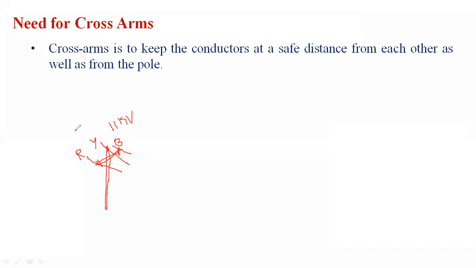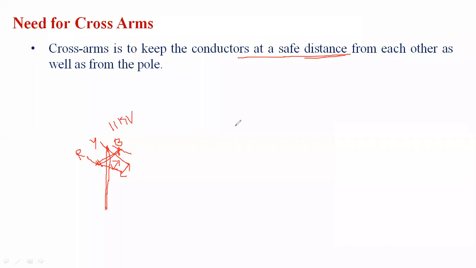What is the need or necessity of the cross arm? It is to keep the conductors at a safe distance from each other as well as from the pole. From the starting point up to the receiving point, the distance should be maintained the same. Suppose due to wind pressure the same distance is not maintained, the conductors come close to each other and a short circuit appears. To avoid that, we use cross arms.